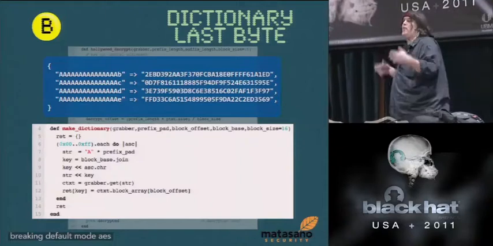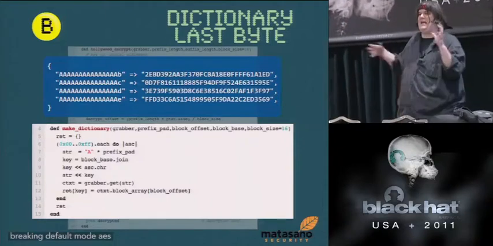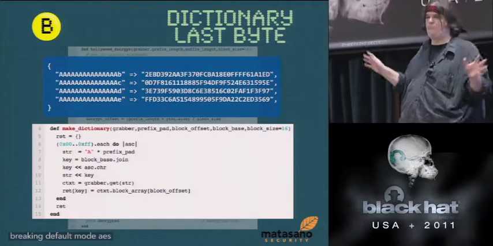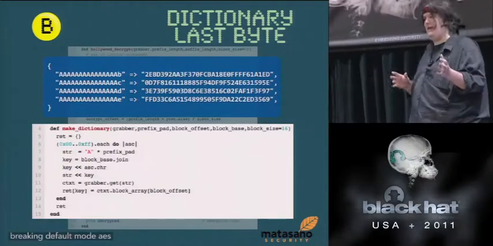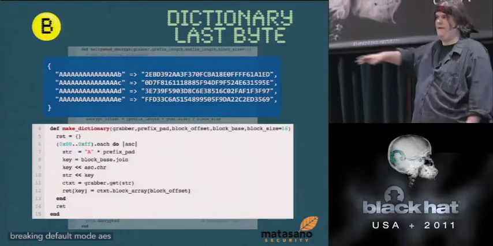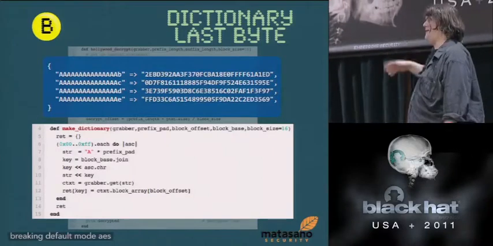What we want to know is what 15 A's and any other byte looks like, but we don't know that. That's a fundamental property of AES. That's why AES is unbroken. So instead what we're going to do is try 15 A's and then every possible byte that could be there. 15 A's and a B and a C and a D and all that. He's going to build that dictionary.